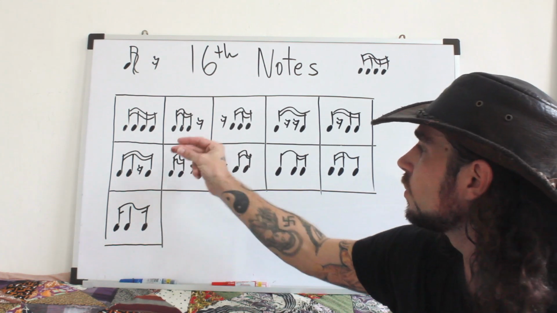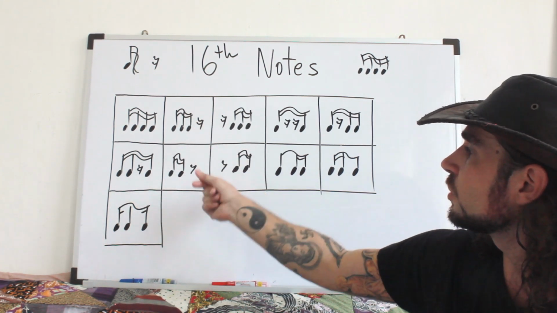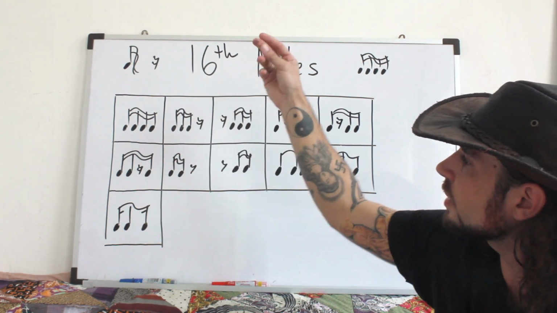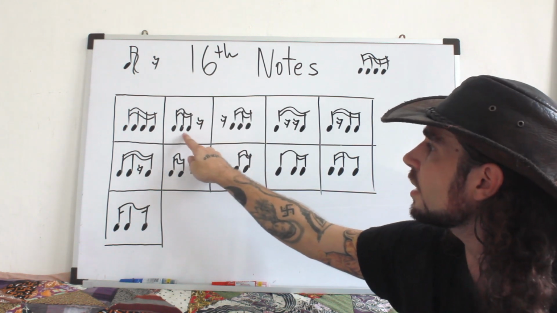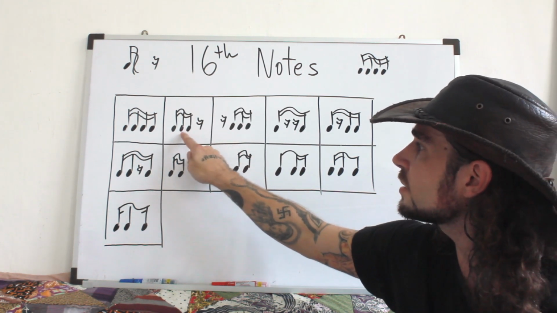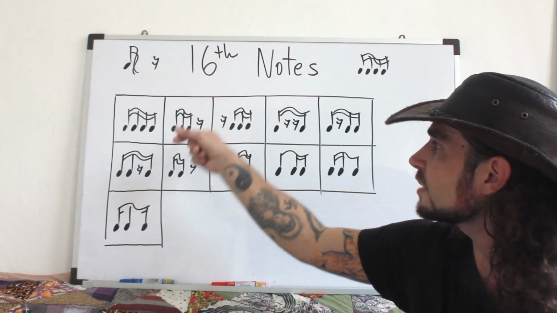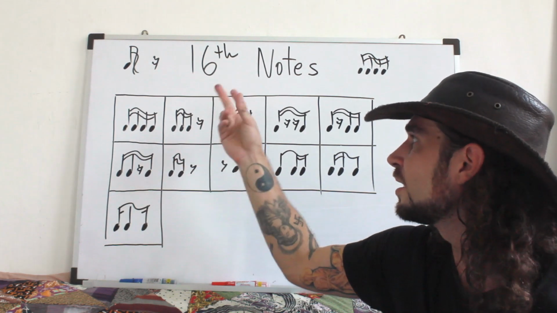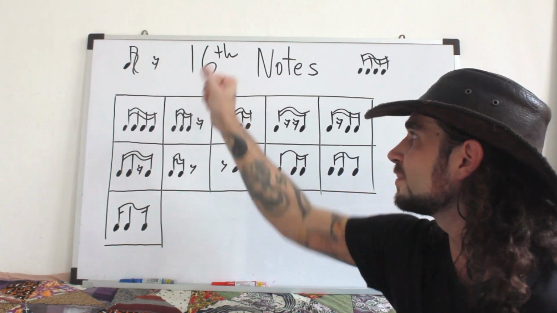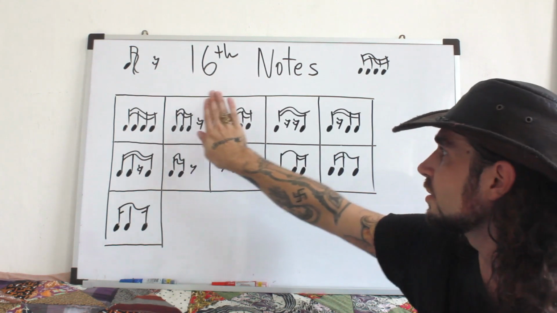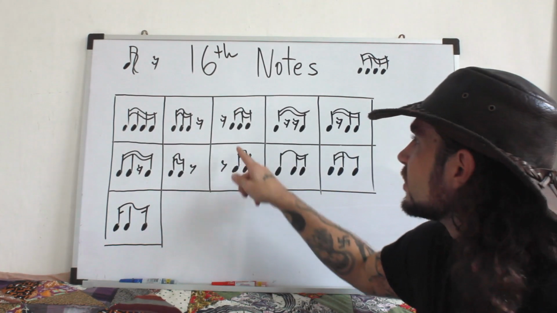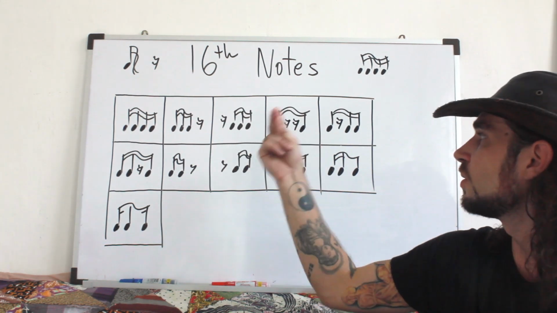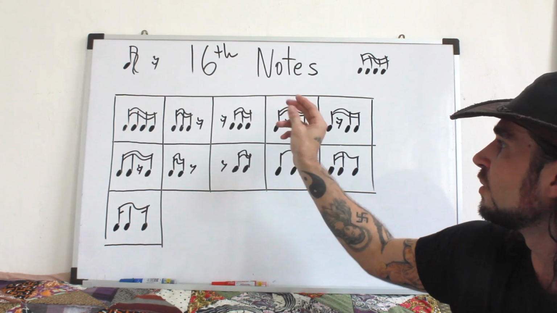So this would be like this: 1, 2, 3, 4. Ta ta ta rest, ta ta ta rest, ta ta ta rest, ta ta ta rest, and so on. Okay, this is exactly the opposite. So we've just got rest, ta ta ta, rest, ta ta ta. So 1, 2, 3, 4.